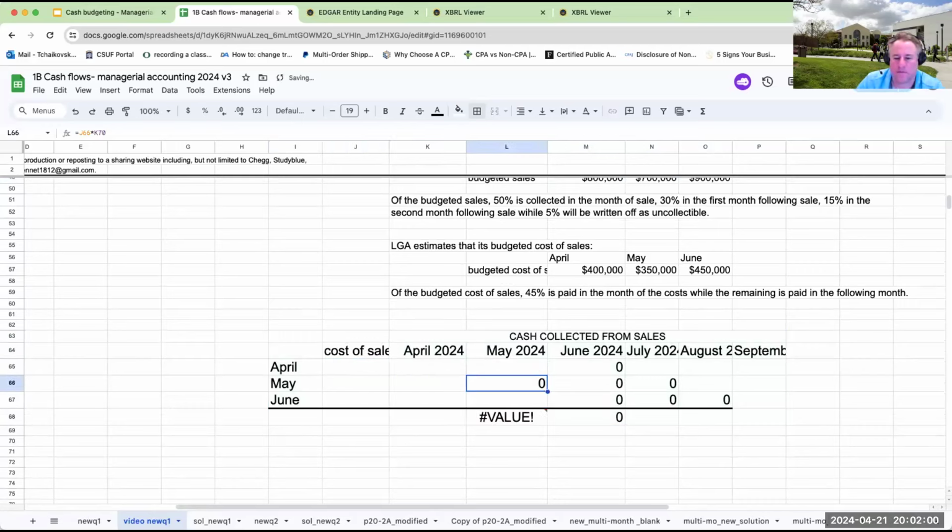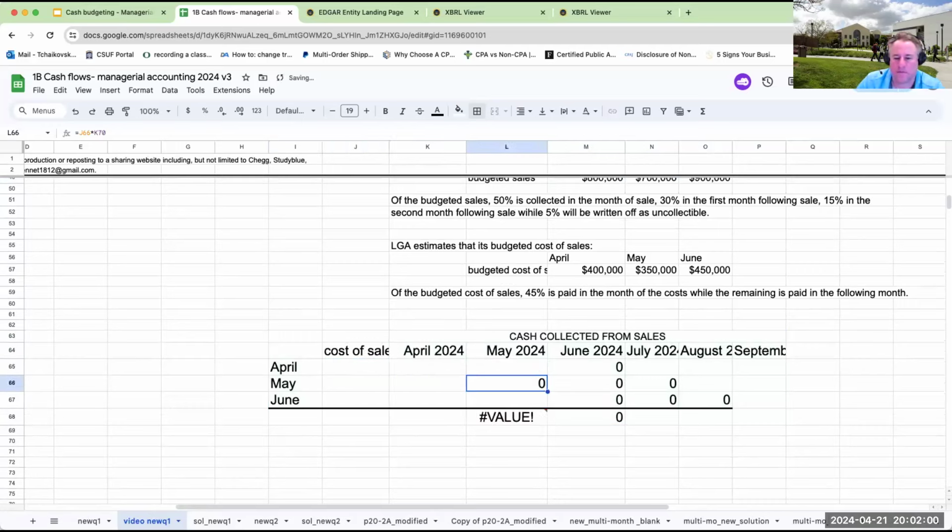Okay. So my cost of sales for April were 400,000. My cost of sales for May were 350. My cost of sales in June were 450. Now, this cost of sales, or cost of goods sold, is not the same as cash paid for sales, or cash paid for cost of sales, or cash paid for cost of goods sold.